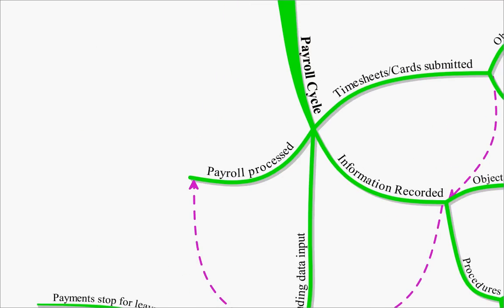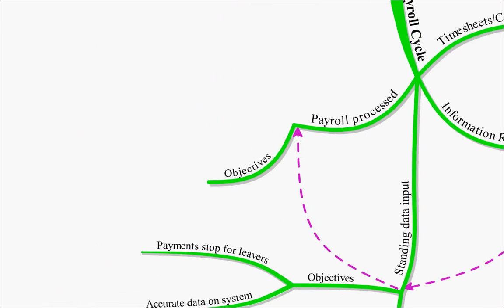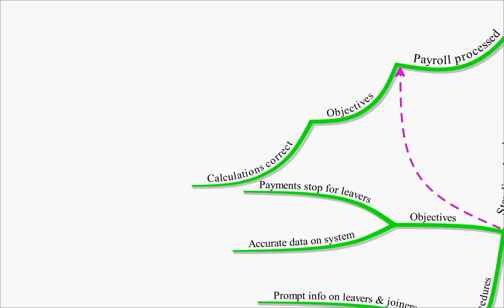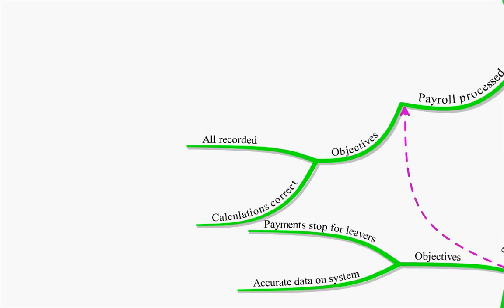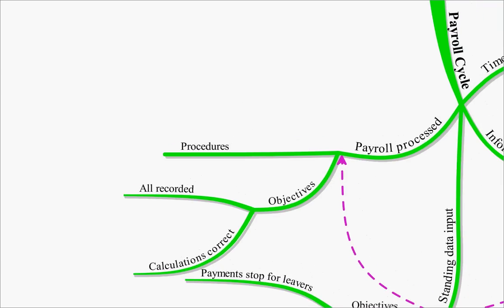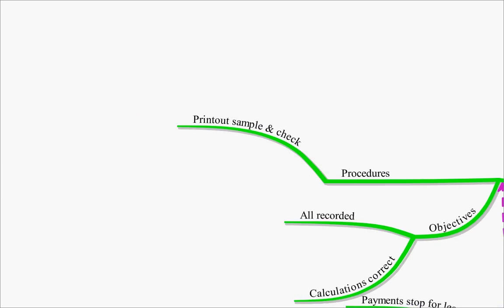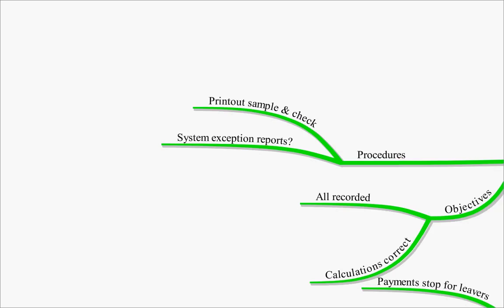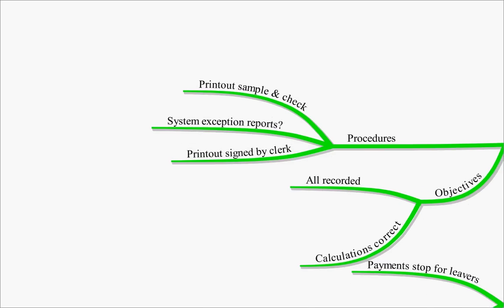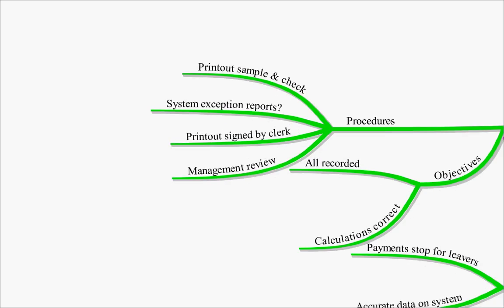So processing the payroll then. The objectives in this are that all the calculations are correct and all the calculations are recorded. Procedures to ensure this: print out the sample and check it is the easiest one. Your system may produce exception reports if there's a problem, so do print them and ensure that they're followed up. The printout should be signed by the clerk, and the management should then review it.